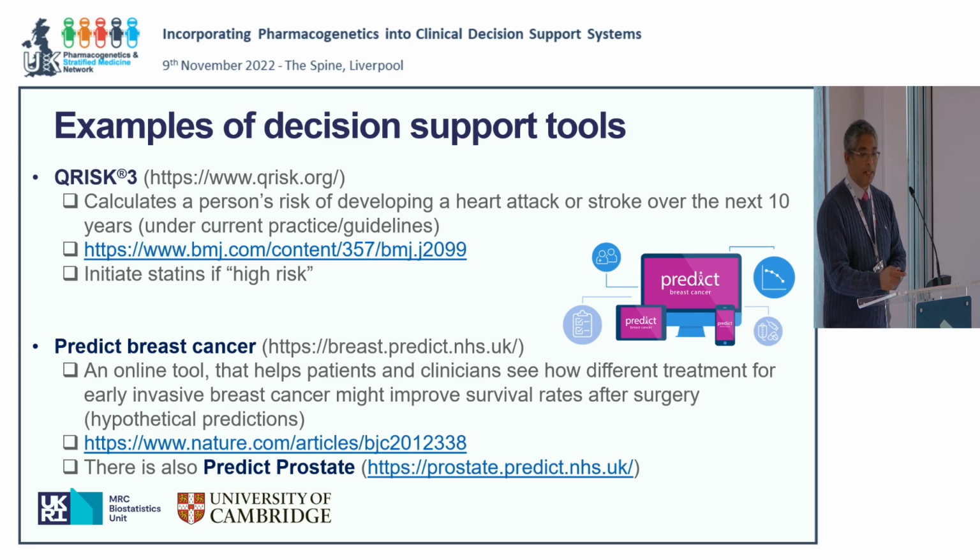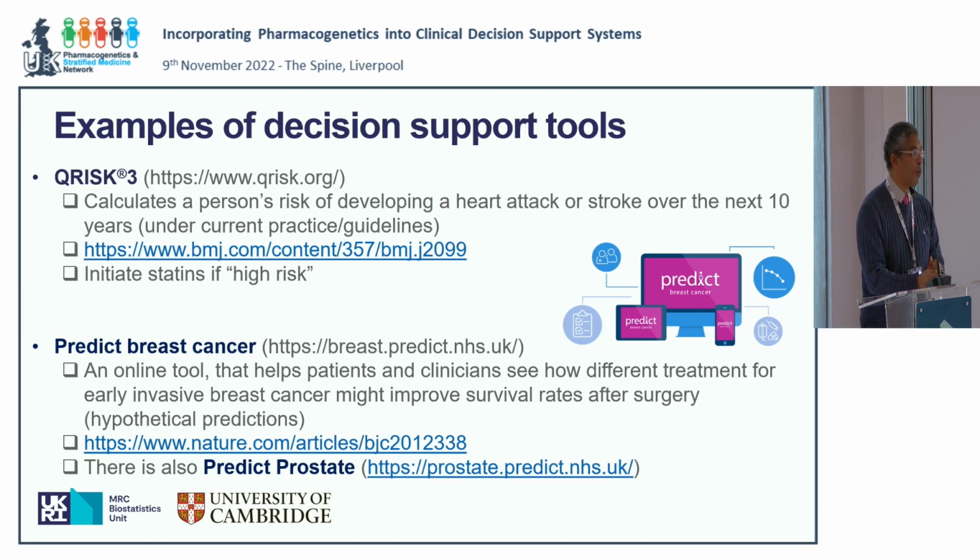So a couple of examples that a number of you probably are aware of. There's the QRISK3 calculator, which calculates a person's risk of developing a heart attack or stroke over the next 10 years under current practice or guidelines. And QRISK3 in itself does not tell you what decisions to make, but NICE has used it to decide whether to initiate statins if you're considered high risk. And I'll come back to the QRISK3 example later on.